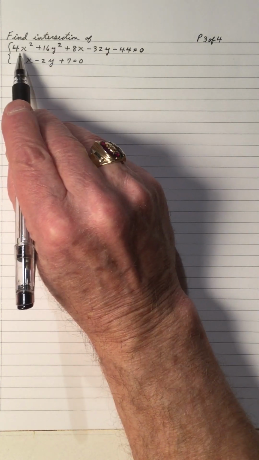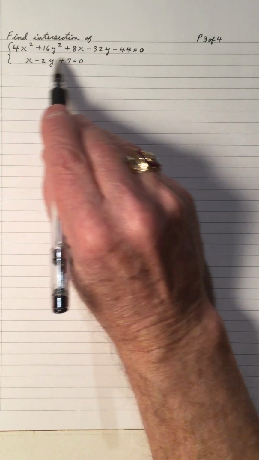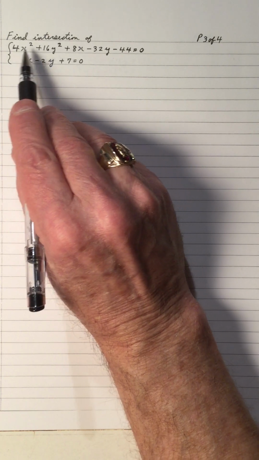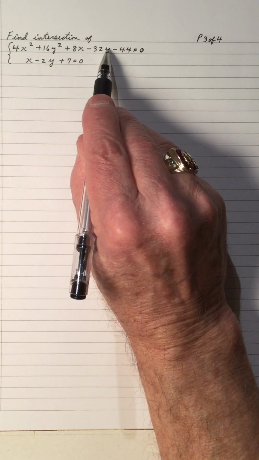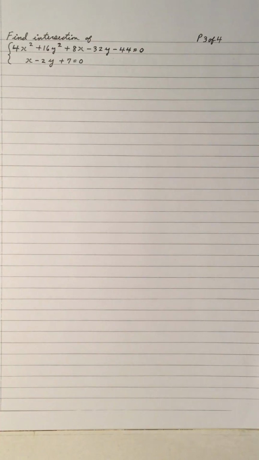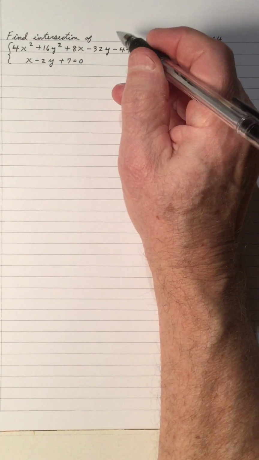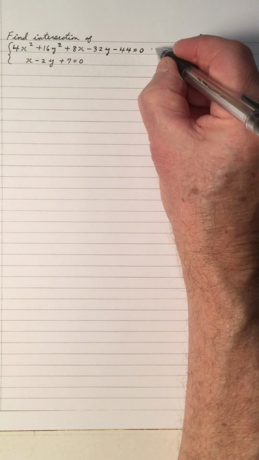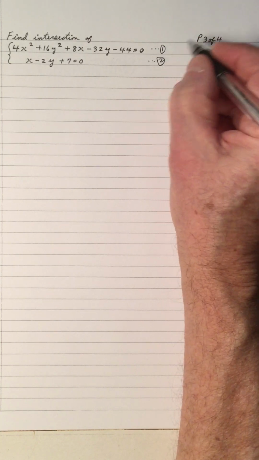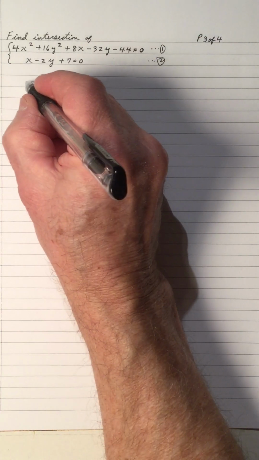Find the intersection of these two equations. Notice this is x squared and y squared with a plus sign. These are different, so this is an ellipse, and this is a linear equation of a line. So how are we going to do it? Well, we could number this equation as number 1 and number this equation as 2. So I'm going to take equation 2.